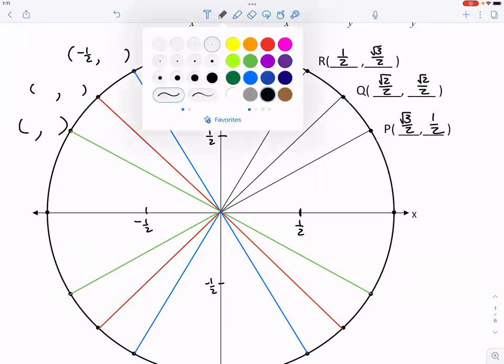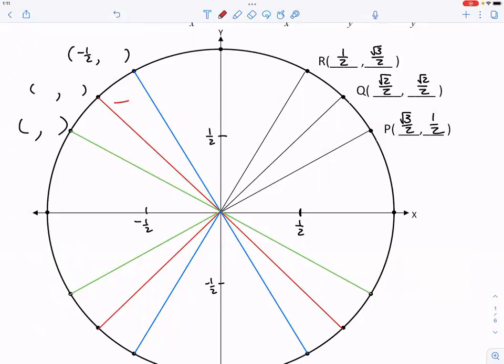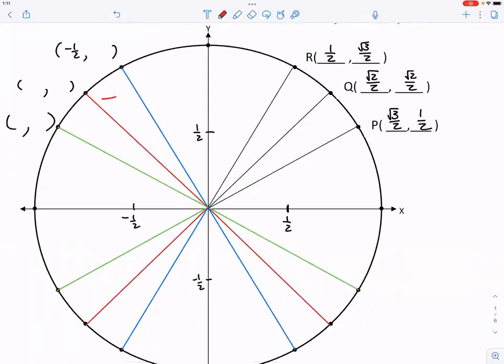It is all with the denominator of 4. It's all with the denominator of 4.